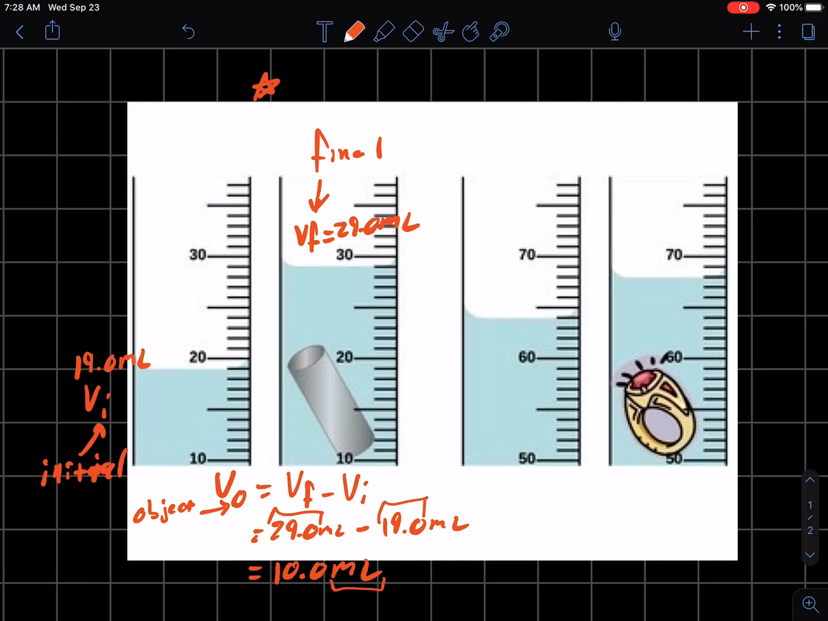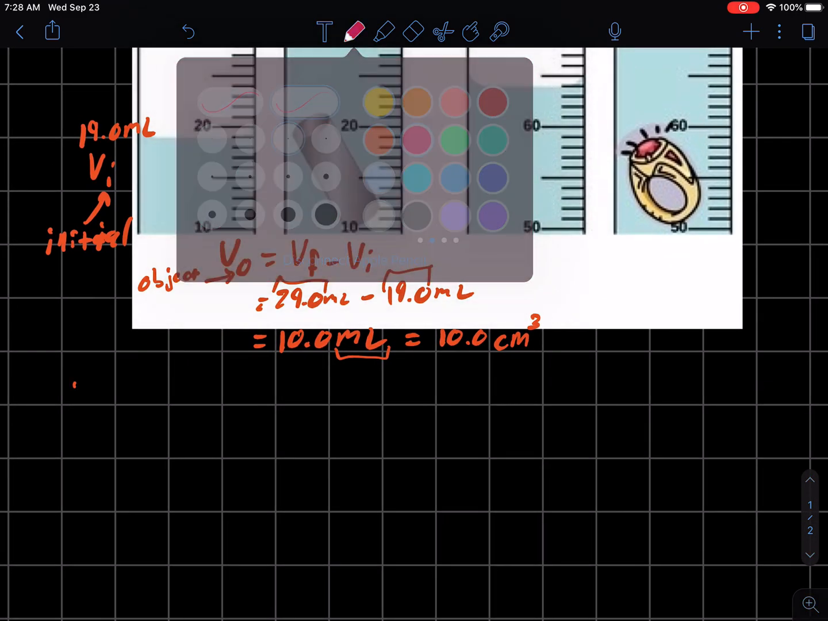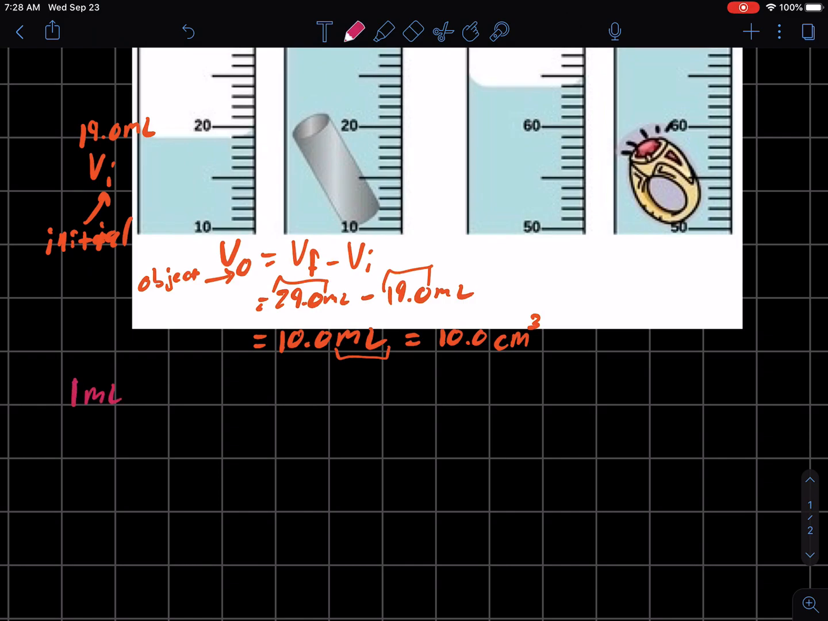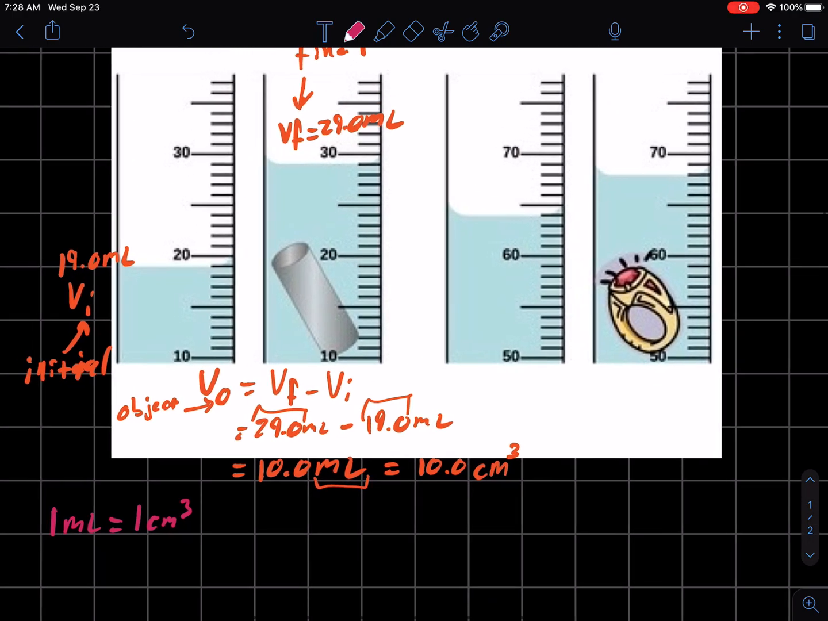Now, even though this is measured in milliliters because of the volume of the liquid, you can also say that it equals 10.0 centimeters cubed. Because remember, 1 milliliter equals 1 cubic centimeter. That's how we can say that the metal rod in the water there moves 10 milliliters of water, and it has a volume of 10 milliliters or 10 cubic centimeters because it's a solid.